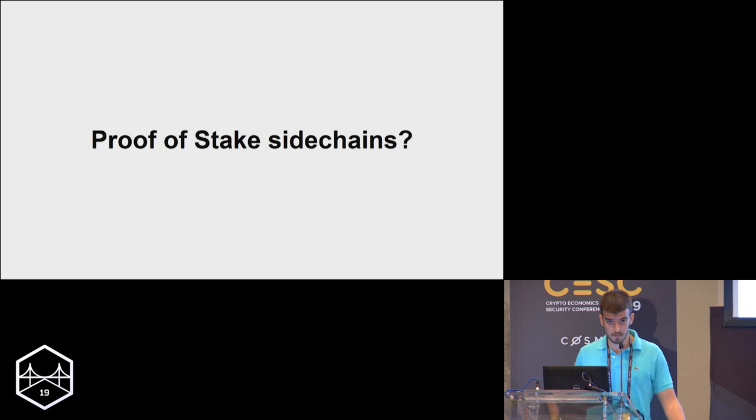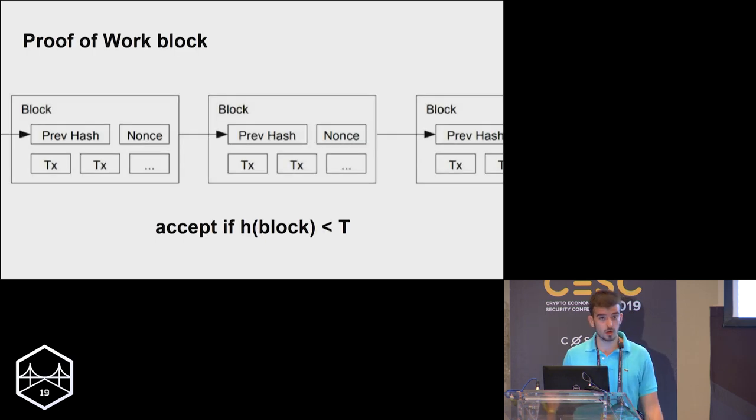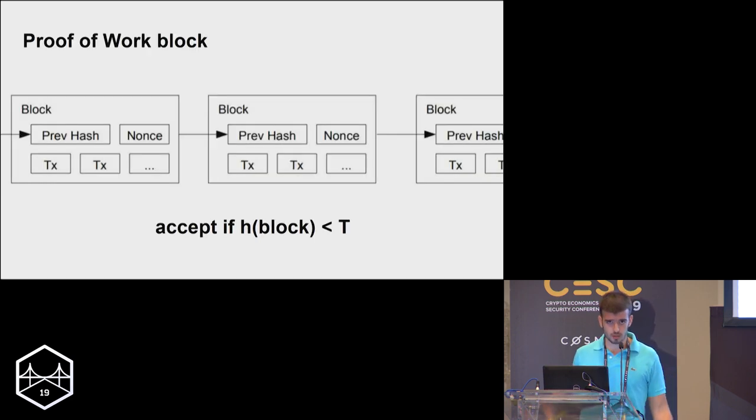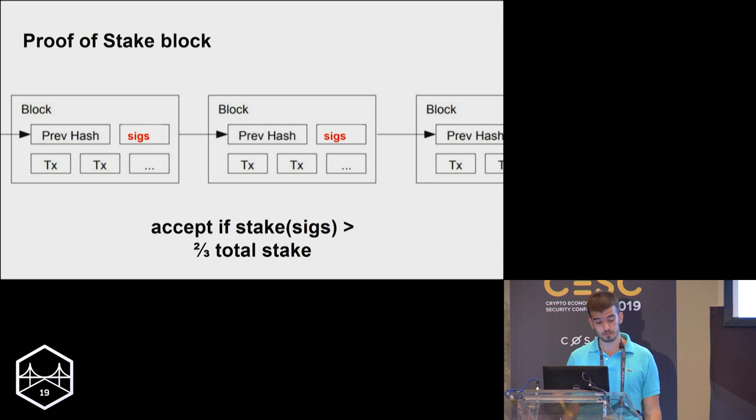So, what about proof of stake sidechains? In the end, I'll give a reference to a paper that describes that. A proof of work block says I have a hash. If the hash of that block is less than the current difficulty, which adjusts every some amount of time, I accept that block. A proof of stake block looks like this. It has the usual stuff.